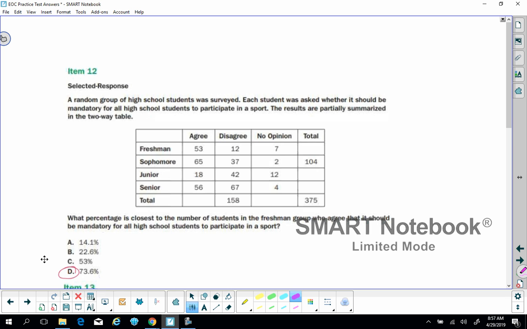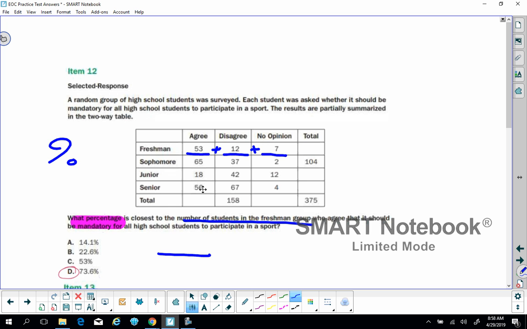So we're going over number 12. For 12, first I'm going to read the question. The question says, what percentage? I know that I'm looking for a percent, which means that first I need to develop a fraction. It says out of the number of students in the freshman group. So first I need to add these three numbers up, and I know that's going to be my denominator.